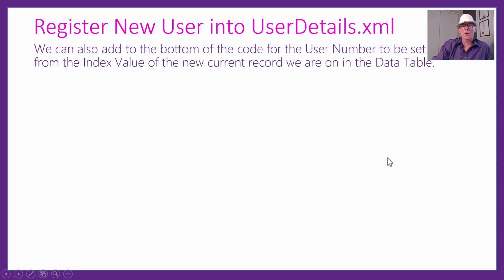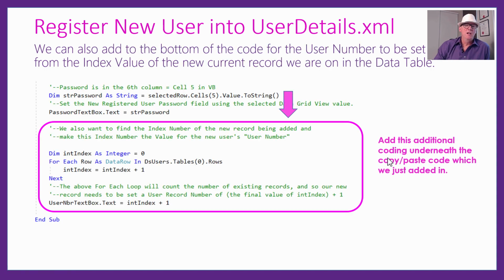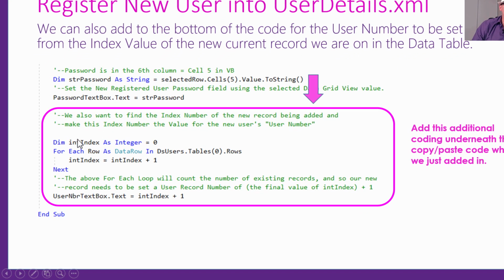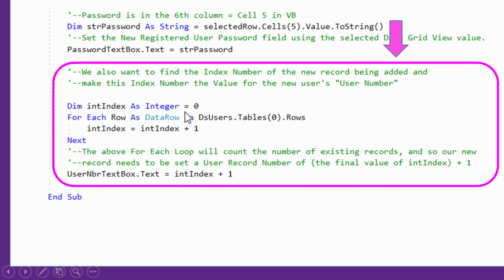All right, now we also want to set up that user number. So the user number is a little bit tricky. We add some more code here, and what we do is we set the index as 0, and for each row in the bottom one, the DS users table 0 means the first data table. We don't have more than one table in the DS users, but you could. So just to get that first table, the one and only table we've got, you have table 0 in the rows, and it's basically counting all the rows.